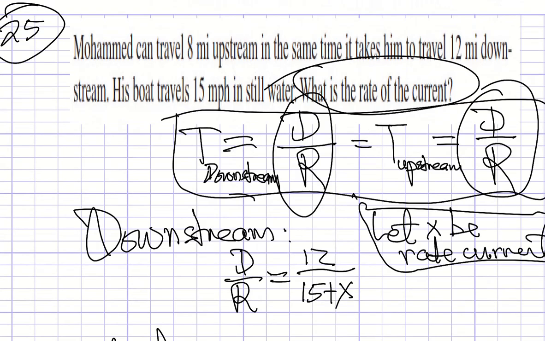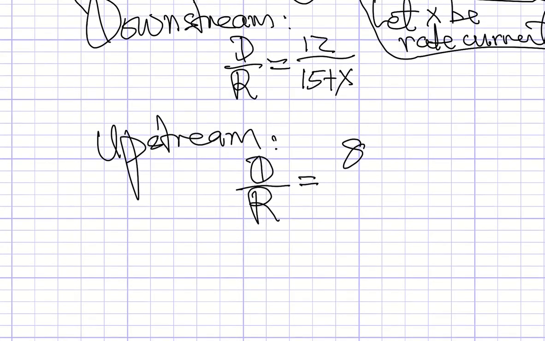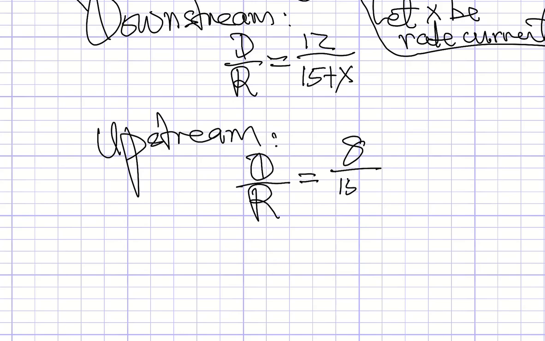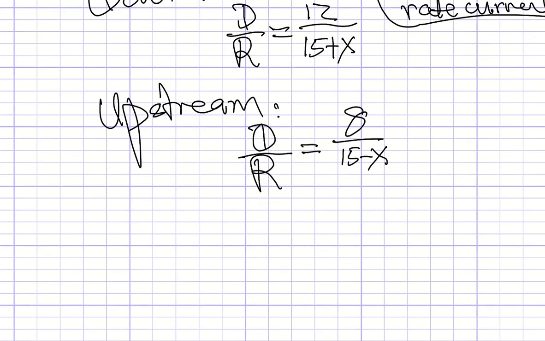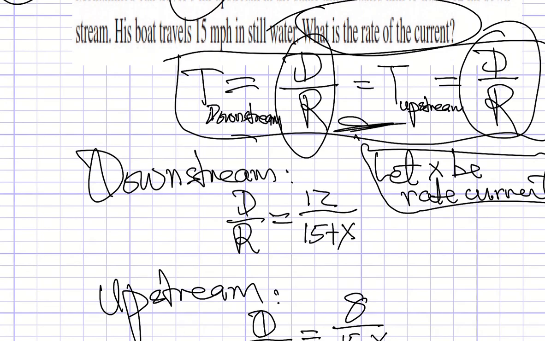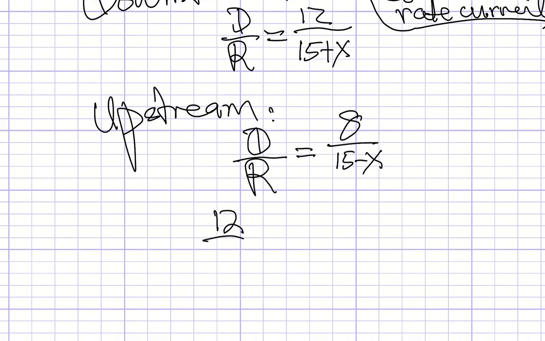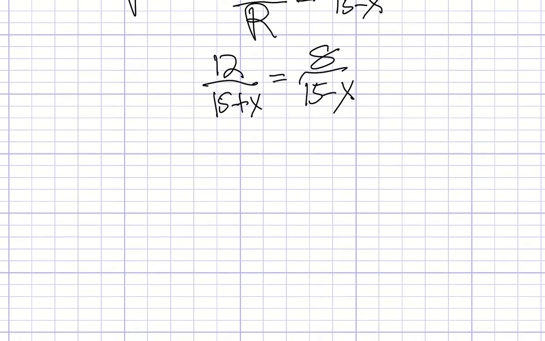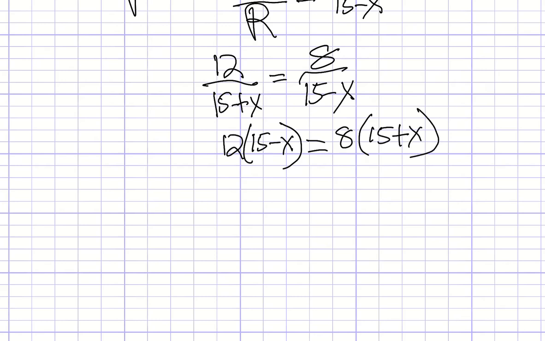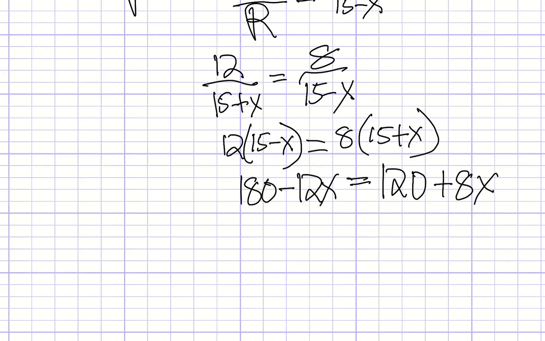So that's what, 8? Yeah, 8. My distance traveled is 8 over 15 minus x, okay? And then both of them are equal, see? That's what I say here. Upstream and downstream, they travel the same time. So it's 12 over 15 plus x equals 8 over 15 minus x. That's what we gotta solve. Cross multiply, you get 12 times 15 minus x equals 8 times 15 plus x. That's all. You see that, right? Okay, you multiply that. This is what you get.